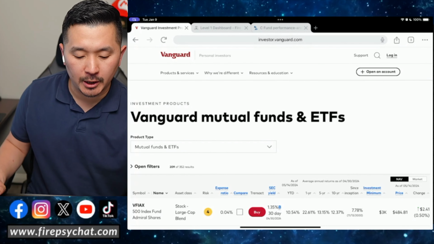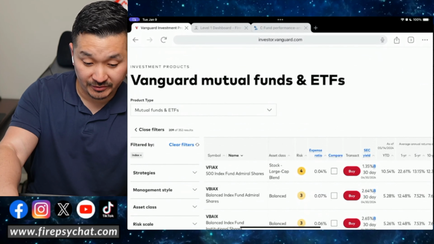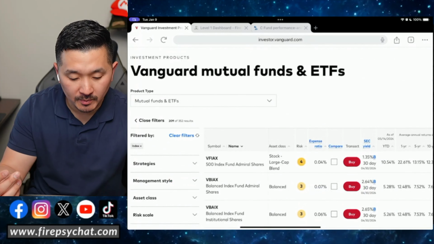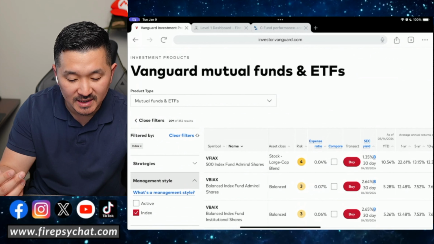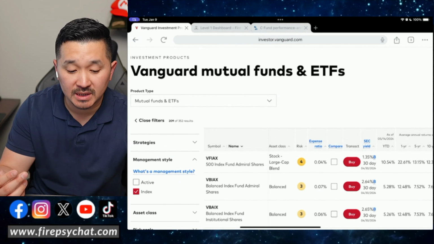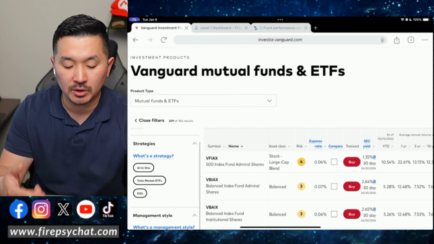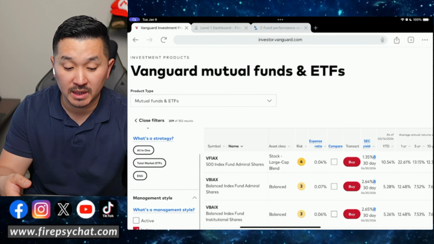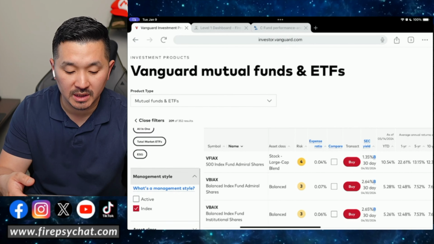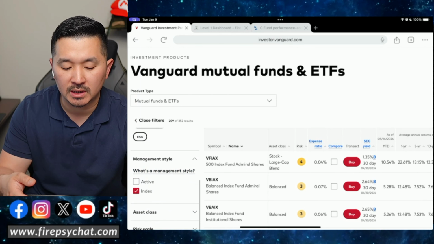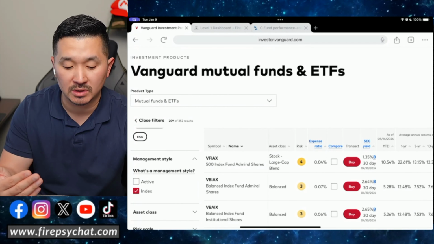But when you go in here, you go to filter, there's the filter. When you go there, you can go to management styles, make sure index is selected, okay? So that tells you that all the funds that are showing you right now are index funds. You know, if you're into ESG or total market ETFs all in one, you can go in there and take a look. But the primary thing is here, just click on index, which is on the left-hand side.